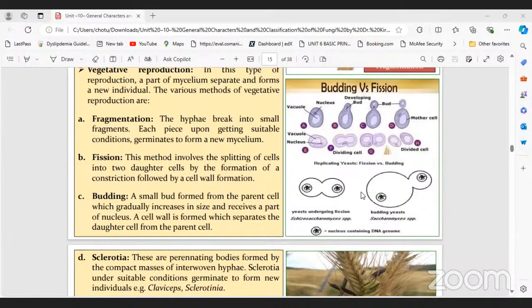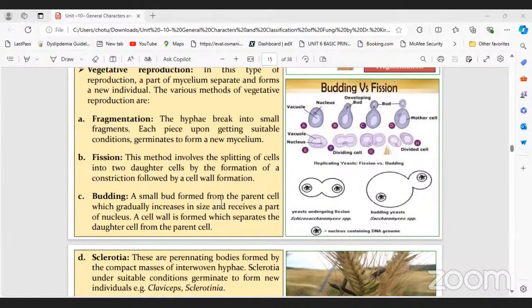That yeast is called Saccharomyces. In fission, the cell divides in a transverse plane into two cells by constriction and later formation of a cell wall in between. Coming to budding, a small bud is formed from the parent cell, which gradually increases in size, receives a part of the nucleus, and a cell wall forms separating the daughter cell from the parent cell. Budding of vegetative cells is common in yeast.